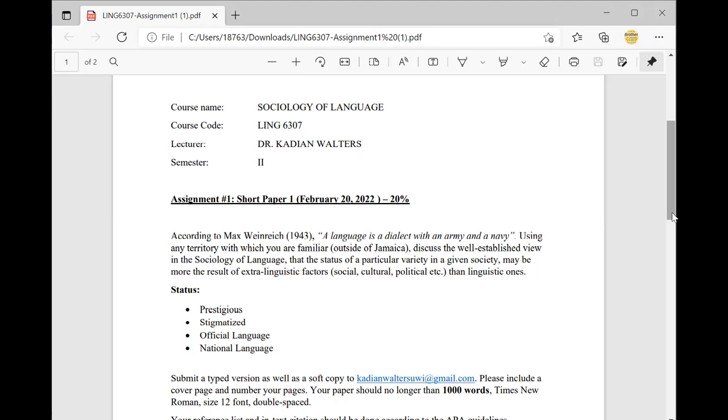Yes, Janice. Question, we were supposed to find languages that aren't standard already? All right, good question. So you can choose the approach that you want. You can choose a language that was made standard, declared an official language, etc., and show that journey, show that it is because of extra-linguistic factors that it now enjoys the status of an official standardized language. Or you can choose a dialect that is not yet considered a language and show the extra-linguistic factors that are preventing it from being named a language. So the approach is up to you.